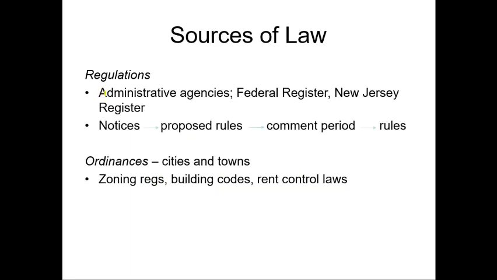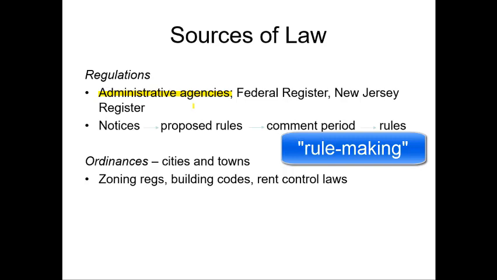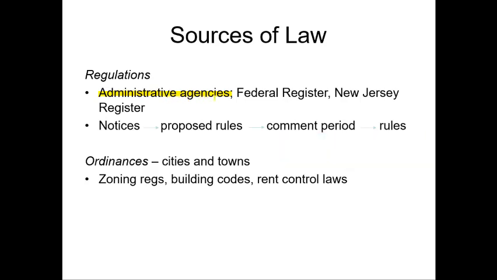Regulations are what the administrative agencies work on, as I talked about just last chapter, when we talked about the rulemaking process of the administrative agencies and the bureaucracy. It's a very powerful aspect of our government, where the administrative agencies are making rules and regulations that we have to abide by. And these are published in the Federal Register on a daily basis. And state rules and regulations, for example, are published in the New Jersey Register.